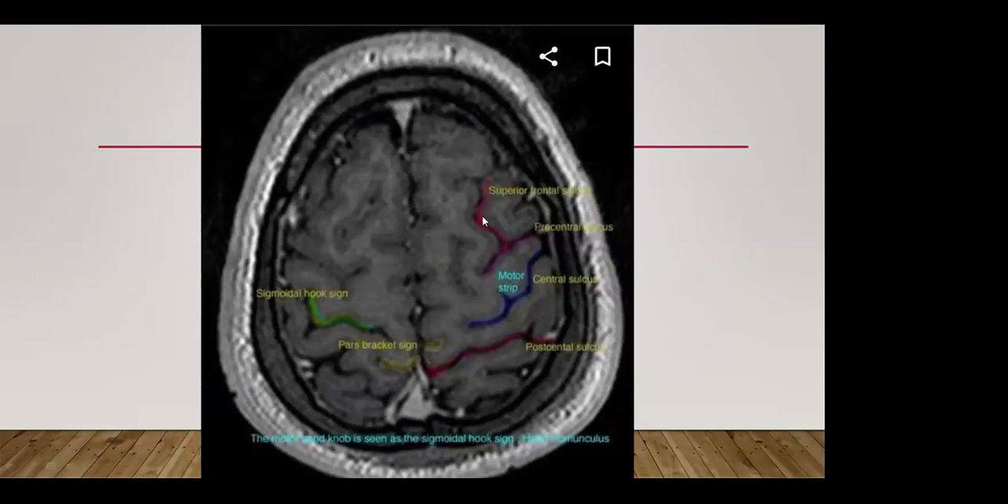And here also we can appreciate that this is the superior frontal sulcus, separating the superior frontal gyrus and the middle frontal gyrus. And this is meeting the precentral gyrus anteriorly in a T-shaped manner, representing the motor strip lying posterior to it.